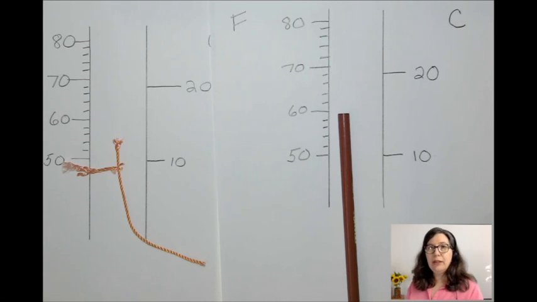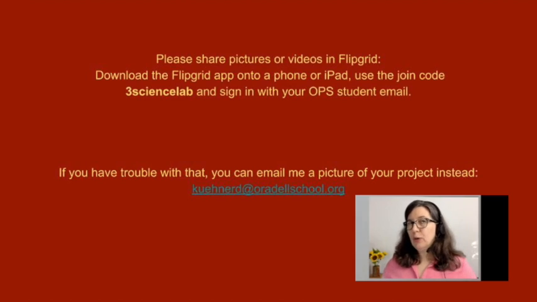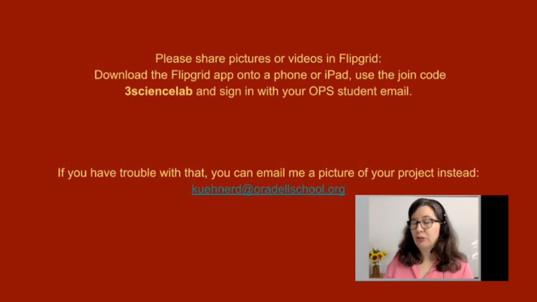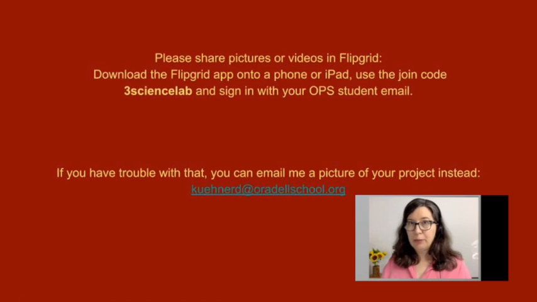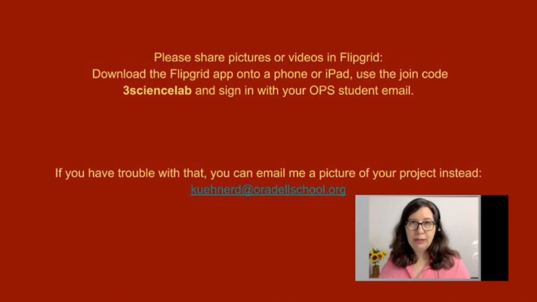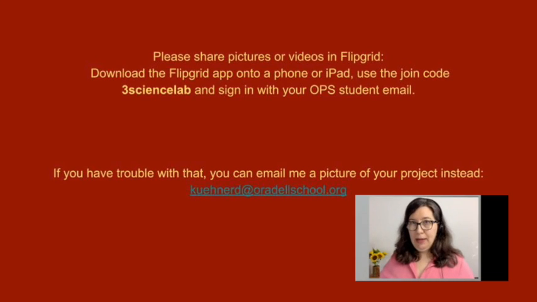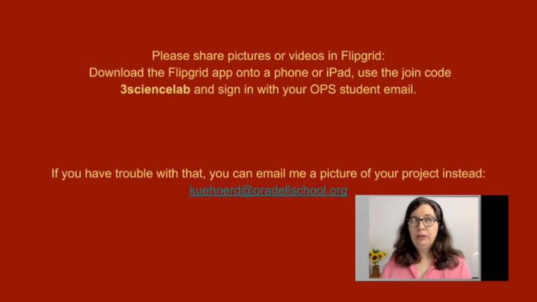So now what I'd like you to do is choose a couple of temperatures between 50 and 80 degrees Fahrenheit. And I want you to use the Flipgrid app to show a couple of different temperatures and challenge your classmates to figure out what temperatures you're trying to show with your thermometer. So go to the Flipgrid app on a phone or iPad.